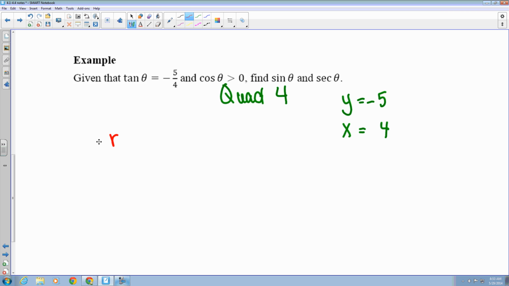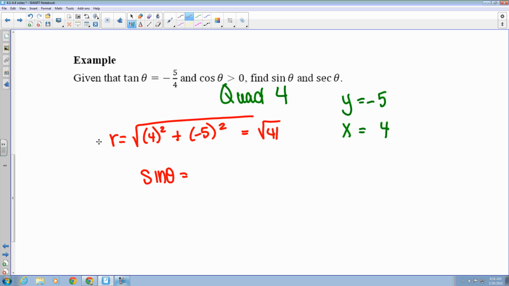So now from that we can figure out our r, the square root of x squared plus y squared. And we have a square root of 41, which does not simplify, so that's our r. We need to find sine and secant. So sine is y over r. Can't leave it that way, so it's -5 times the square root of 1 over 41. And secant we're looking for, which is r over x. Okay, so we want to leave our answers in exact form like those two.